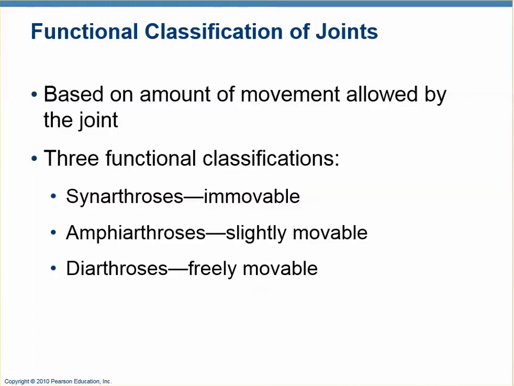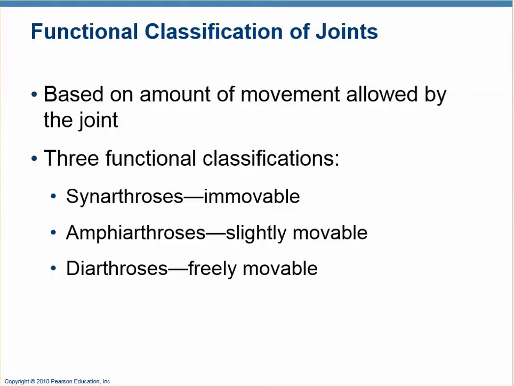So the word syn means coming together. The arthra means joint. SES means condition of. So synarthrosis, coming together in a joint, is an immovable joint. So an example of a synarthrosis would probably be joints of the skull, the sutures of the skull.